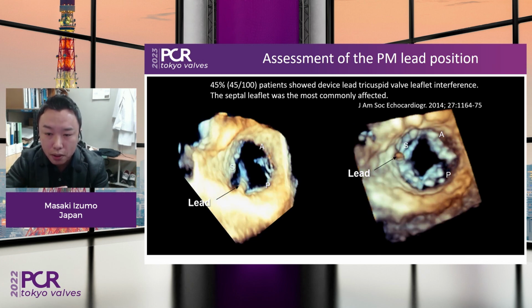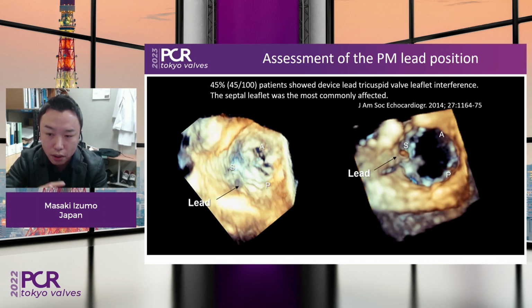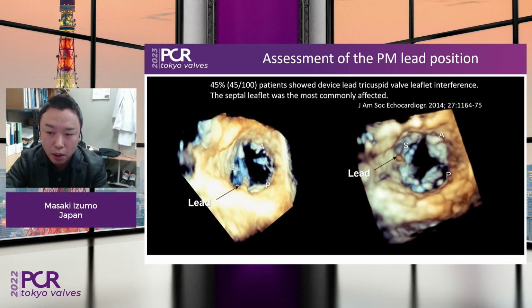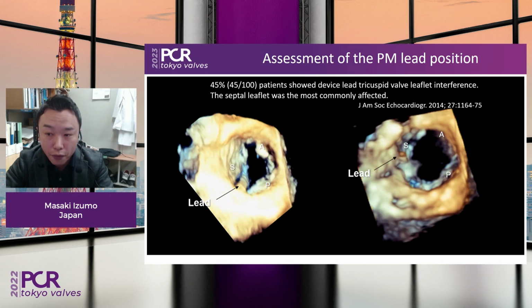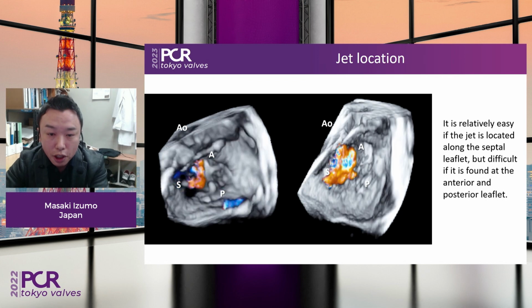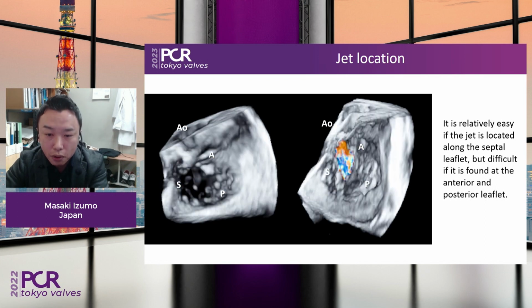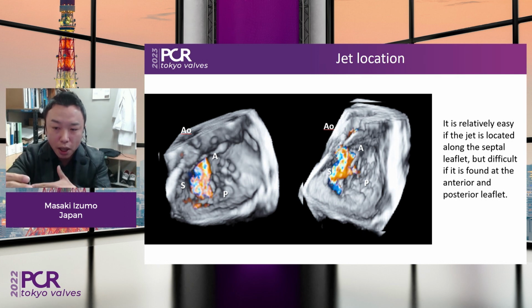45% of patients with a device lead show lead-induced tricuspid regurgitation. The septal leaflet was the most commonly affected. The origin of the regurgitation jet is important for edge-to-edge repair, and 3D echo is useful to determine the location of the jet. It is relatively easy if the jet is located along the septal leaflet, but difficult if it is found at the anterior and posterior leaflets.